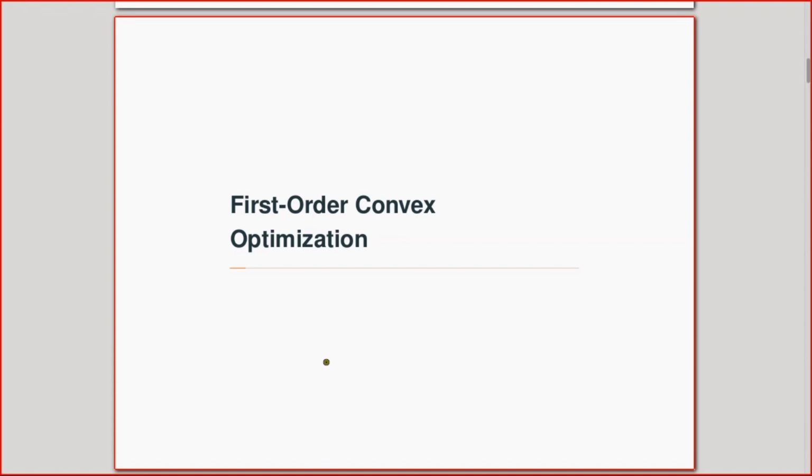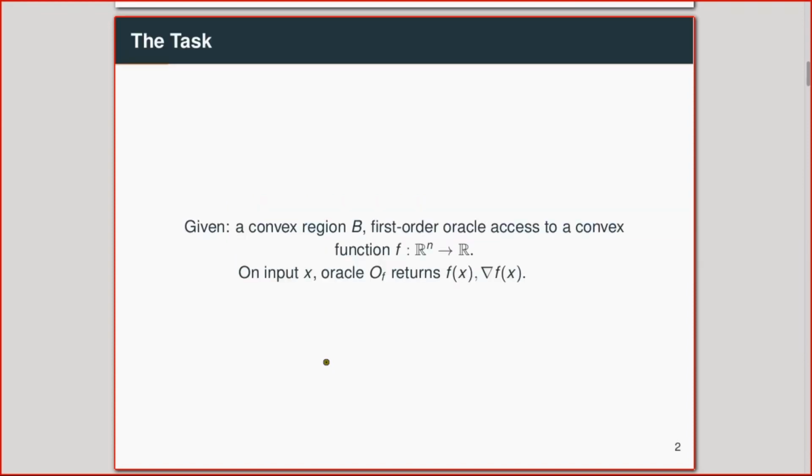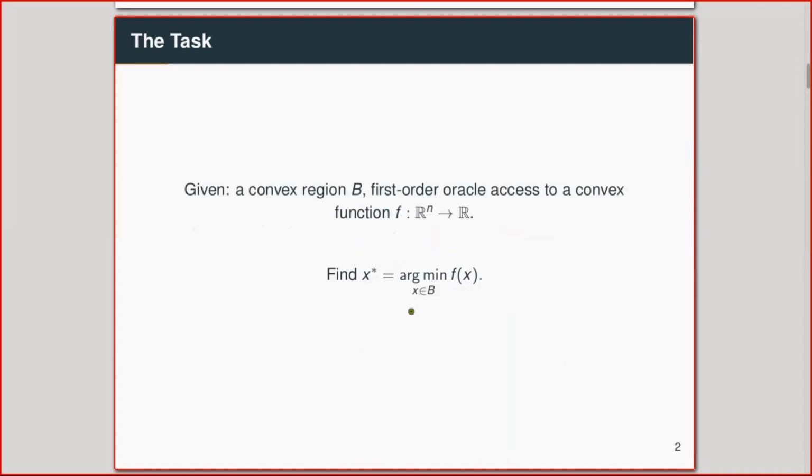So what is first-order convex optimization? You're given a convex region B in which you're trying to optimize a function, and you're given access to a function f. And what I mean by access here is that you're given an oracle, you can query x, and it will return to you the value f of x and a gradient of f at the point x. And what we want to do is find the minimizer of f. So B is the convex region. You're finding the x in B which minimizes f of x.